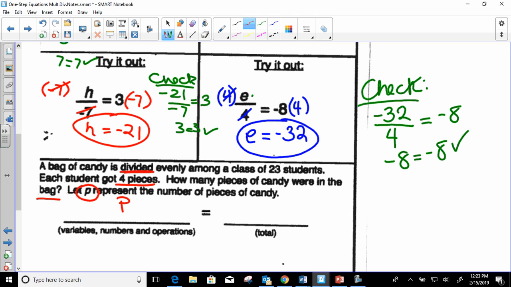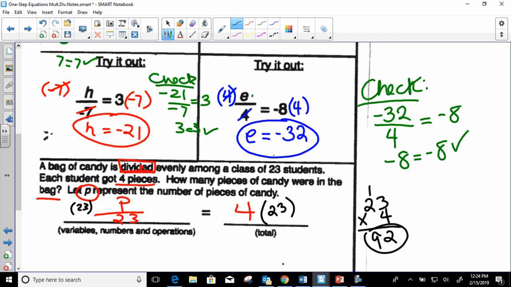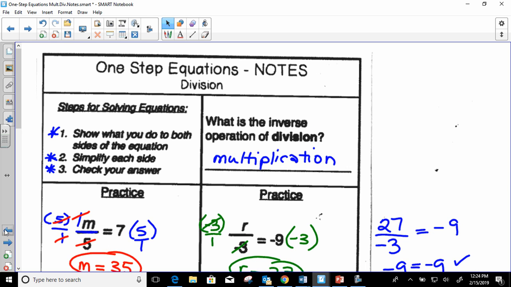So it's P divided by 23 students, and that equals 4. We want to figure out how many pieces were in the bag altogether. For this particular problem, they just want you to be able to set up the equation. How do you know what the equation is? This word right here, divided by, tells you it's a division problem. So how would you solve it? You would multiply both sides by 23. So if you multiply by 23 on both sides, 23 times 4 is 92. This cancels out. Okay, makes sense?